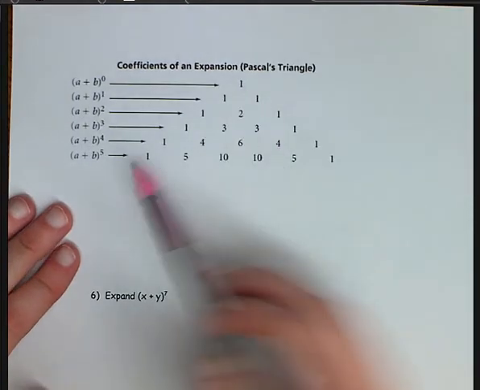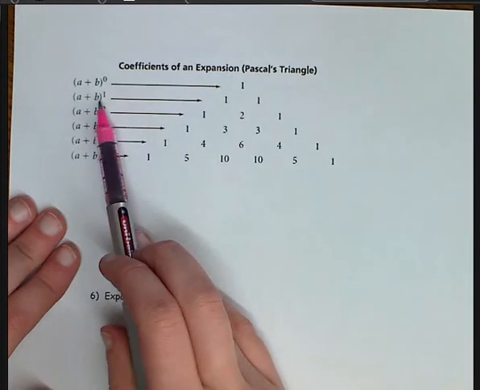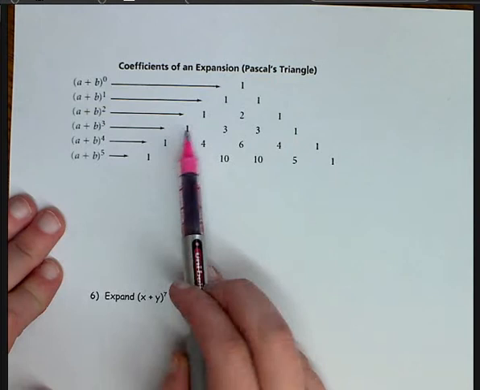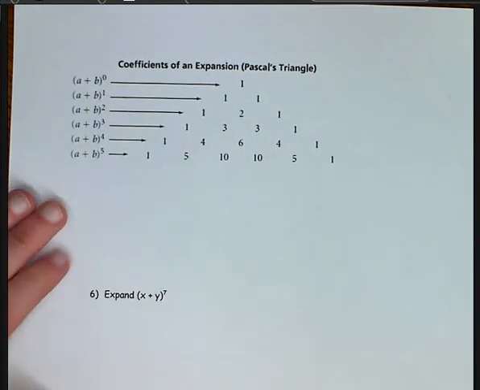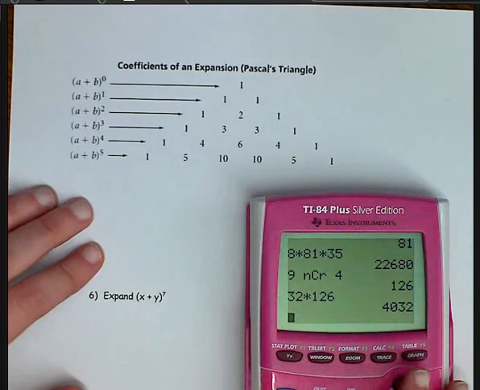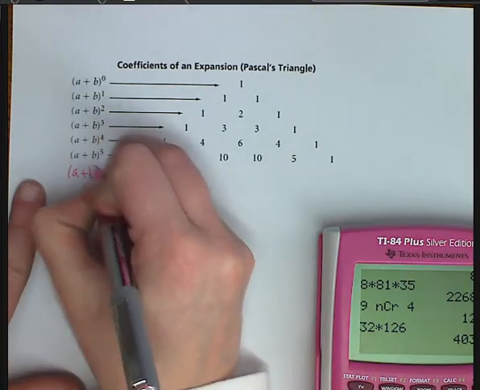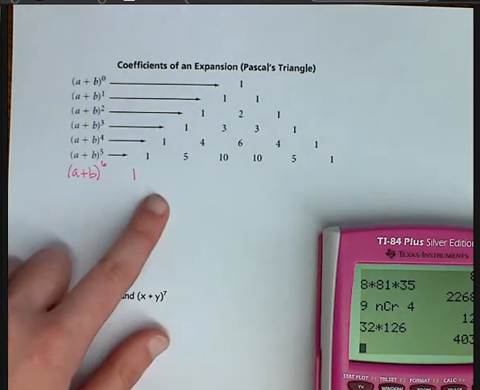And so what he did is put it in this triangle. So here's the coefficients with an expansion of 0, an expansion of 1, an expansion of 2, an expansion of 3. Here's all the coefficients, 4, 5, and so on. Okay, so we can actually type these into our calculator. So if we want to find the expansion of a plus b to the 6th, we know the first is going to be 1. The second is going to be 6.